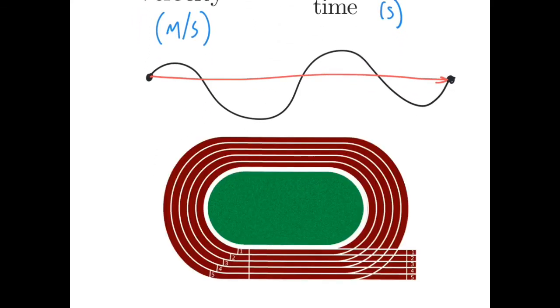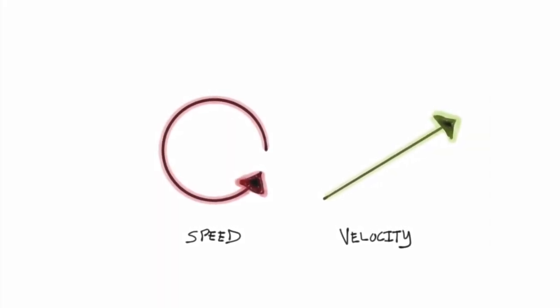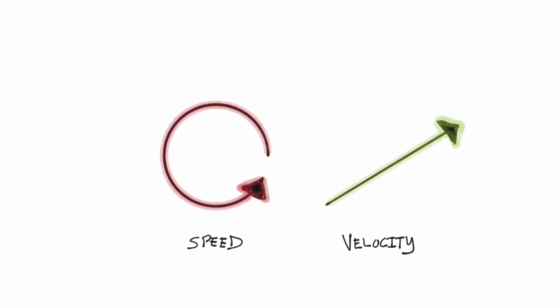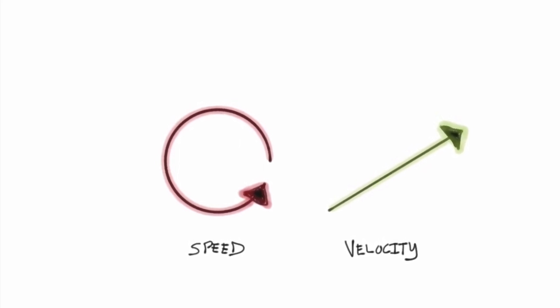So someone that is running a 400-meter track may have run a distance of 400 meters as they go round, as you see the blue line, but their overall displacement is actually 0 meters. So our difference between speed and velocity is speed is how fast you're travelling, whereas velocity is how fast you're travelling in a particular direction.